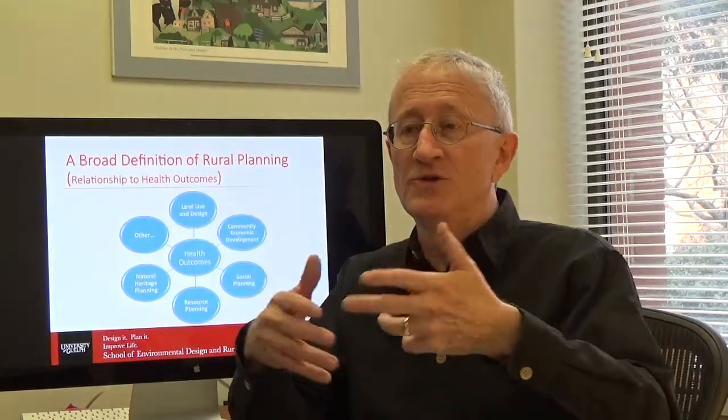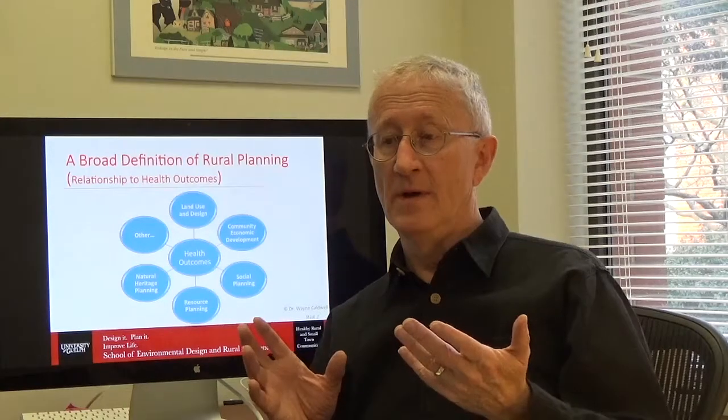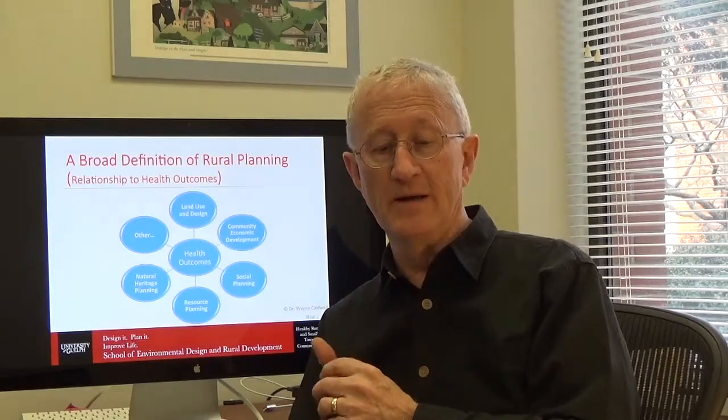So certainly land use and design is core, but so too are topics such as community economic development, helping people to achieve the economic outcomes within their community that they might look for. Social planning, things like housing, that people have affordable and safe and secure homes. Resource planning, that we're thinking about what resources exist within the community in terms of natural resources. That ties into natural heritage planning as well.